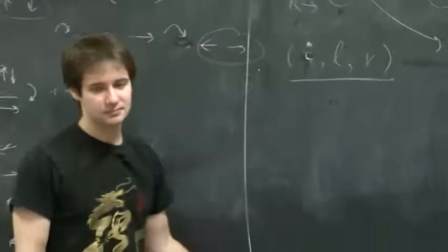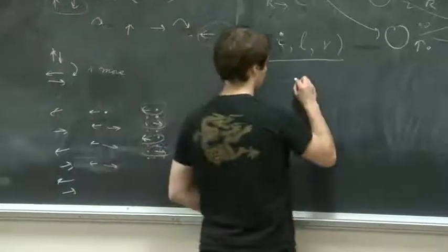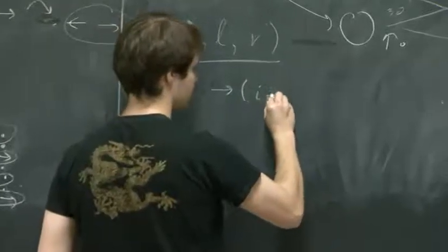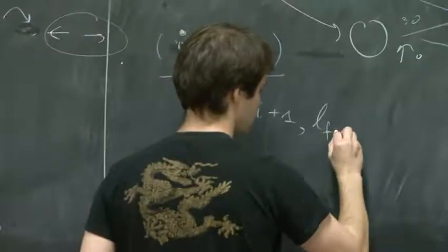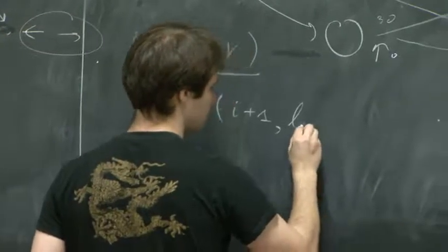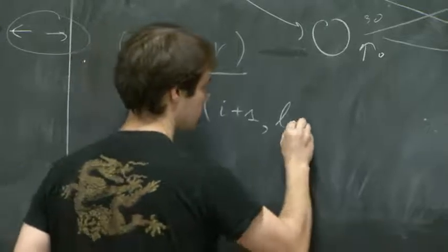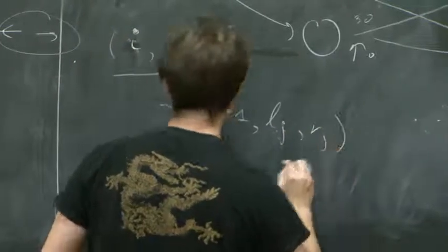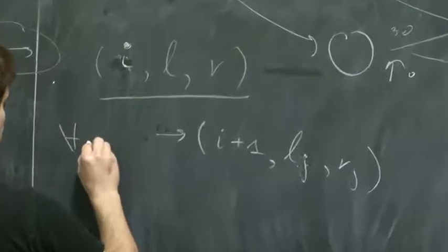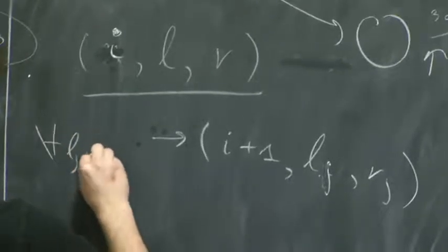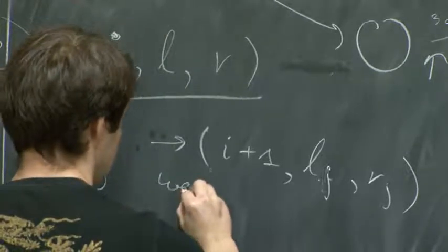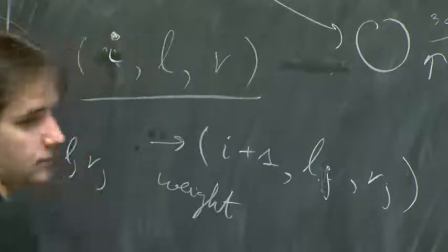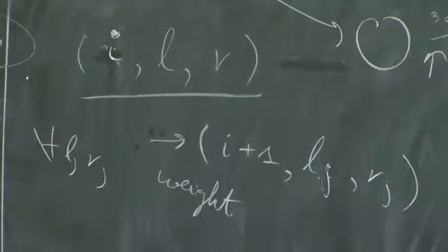So I connects to I plus 1, and then all possible destinations. So I'm going to say left after the jump and right after the jump, and this is for all possible left after the jump, right after the jump. And what's the weight on this edge? The weight is from LR to LJ, RJ.